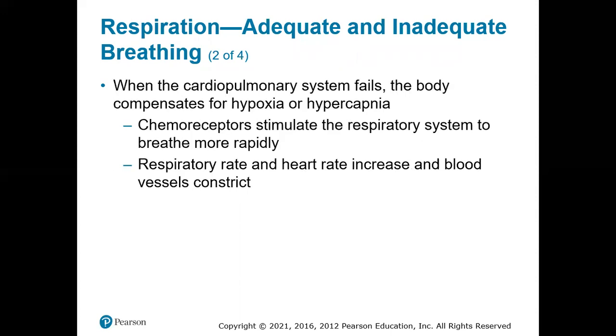So when something goes wrong, the body does try to fix itself or compensate for it. Chemoreceptors, they'll stimulate that respiratory system to breathe more rapidly, right? We don't have enough oxygen. We have too much carbon dioxide. It's going to start speeding up your respiration rate, the respiratory rate. The respiratory rate speeds up. The heart rate is going to speed up as well to try to compensate as those vessels start to constrict.